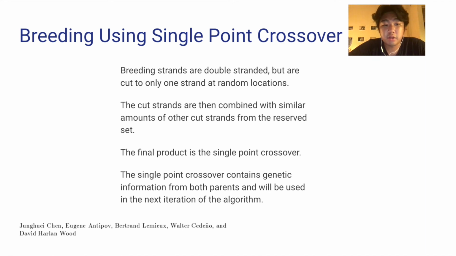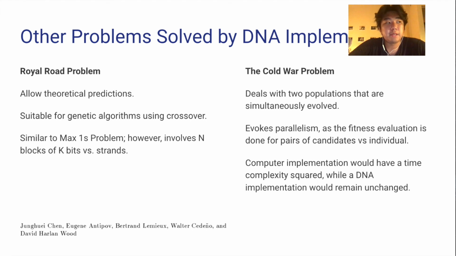As a result, since we got both cut strands from the reserve and the breeding set, we have information from both parents, and it will be used in the next iteration. It's basically our new initial set for the problem. Repeating this process, we eventually get a candidate or a set that is similar to the target. So that is one type of problem that we can solve using a DNA implementation of genetic algorithms.